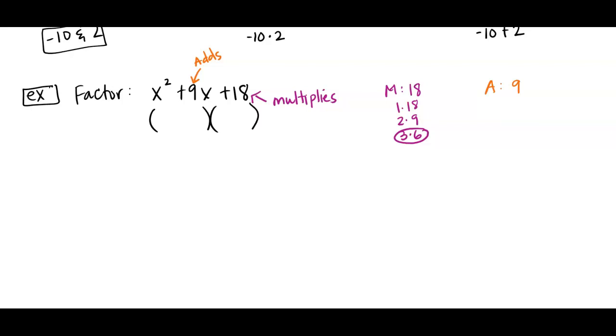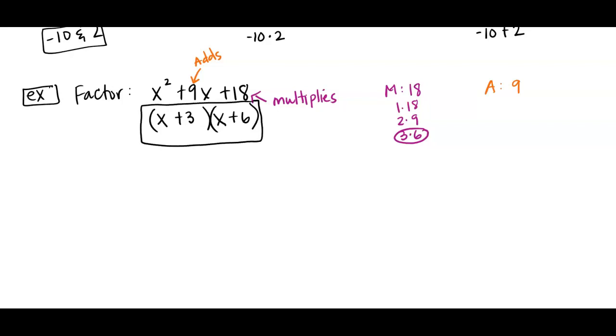And so I'm going to first ask myself, what times what is x squared? Well, that's x times x. So it goes in the first spot of each of those parentheses. And then the next part is going to come from what we found with our little game here, right? What multiplies to be this last number that adds to be the middle number. And so we said a positive 3 and a positive 6. Right? And so this would be our answer.